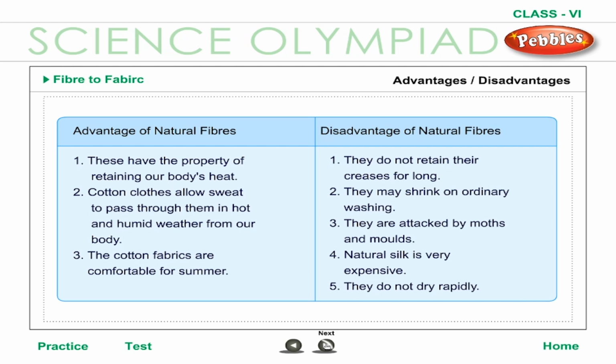Cotton clothes allow sweat to pass through them in hot and humid weather from our body. They may shrink on ordinary washing. The cotton fabrics are comfortable for summer. They are attacked by moths and moles. Natural silk is very expensive and they do not dry rapidly.